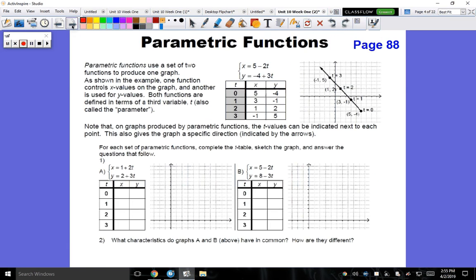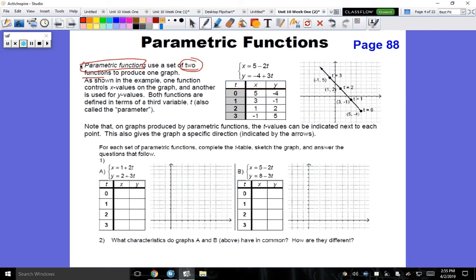So B was the correct answer on that, and now we're going to go to parametric functions. Okay? Parametric functions. Again, if you did well with vectors, parametric functions is not going to be difficult. We're just adding time to stuff. Okay? So let's go and begin with parametric functions. Very top, it says, parametric functions use a set of two functions, okay, to produce one graph.